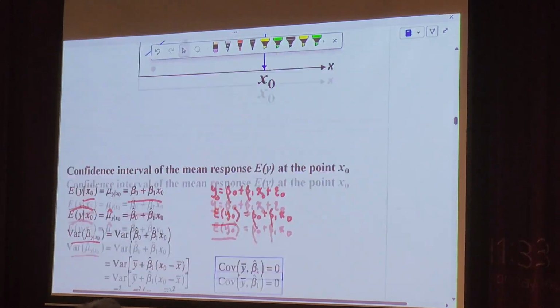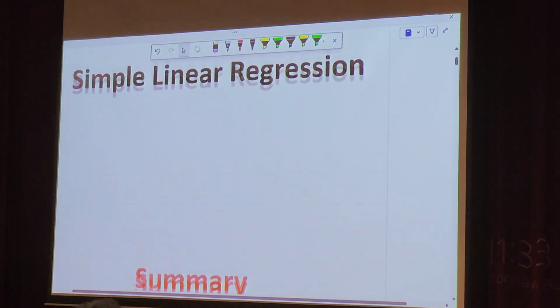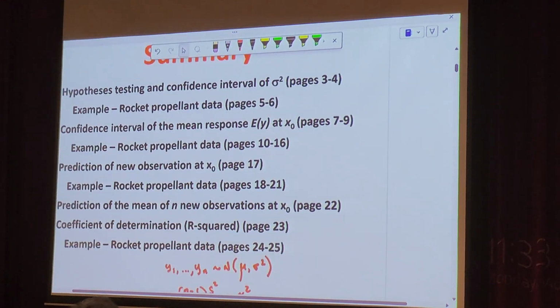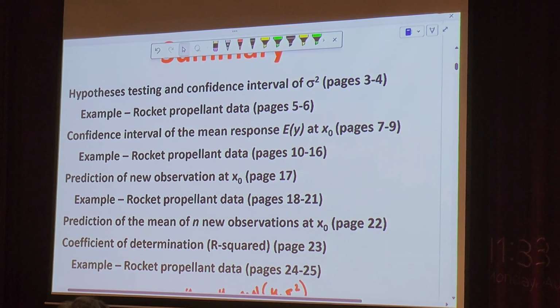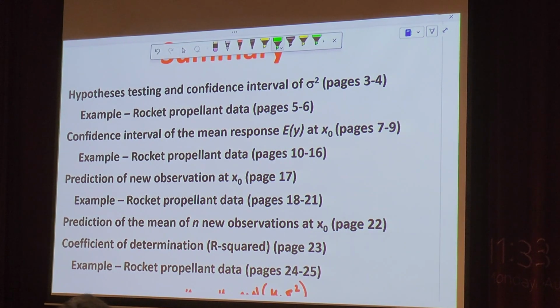Okay? And okay, so I guess that's all I want to say. So let me just put a summary of what we've done today, on the second part of the lecture. So first of all, we learned the confidence interval for sigma squared, the mean response at x0, and then the prediction of new observations at x0.